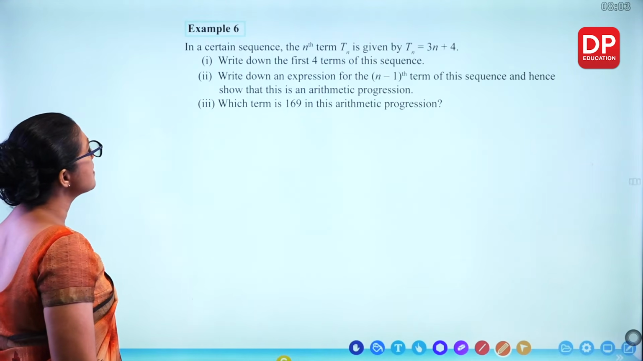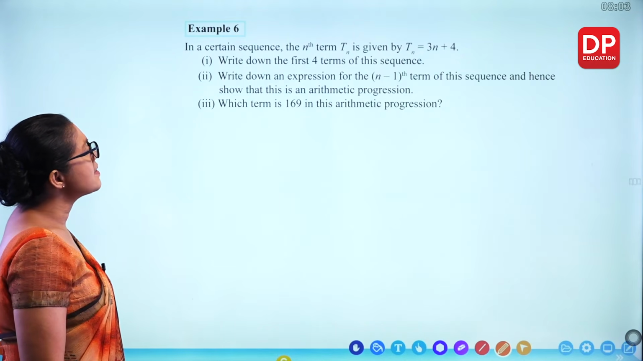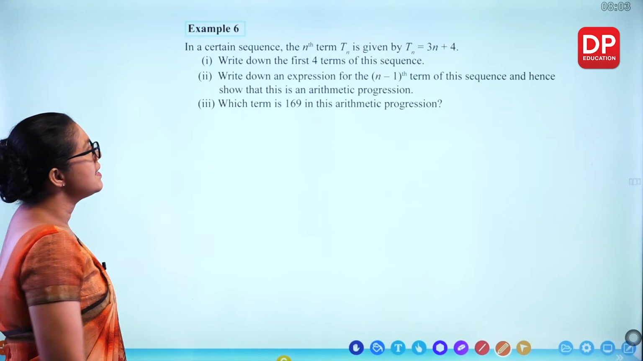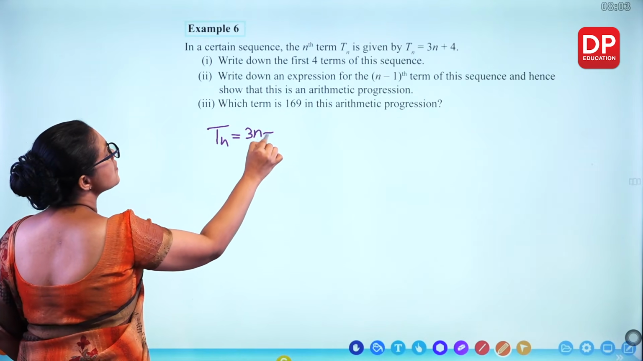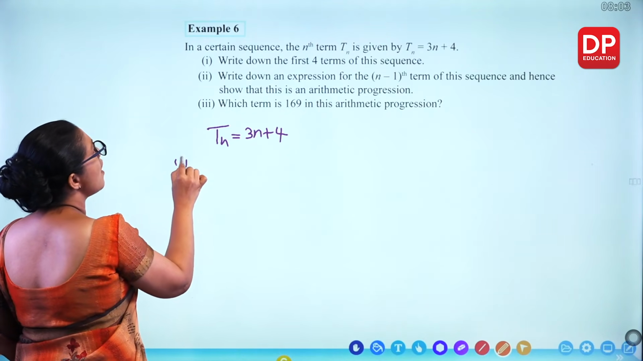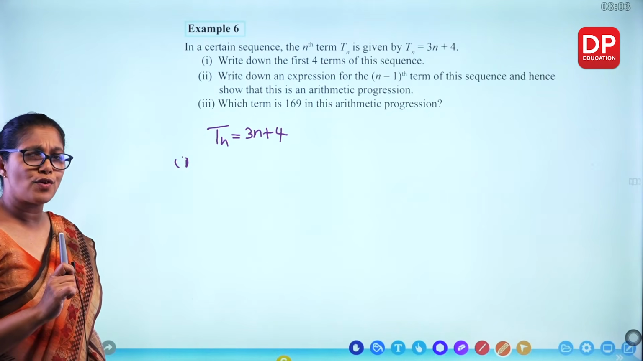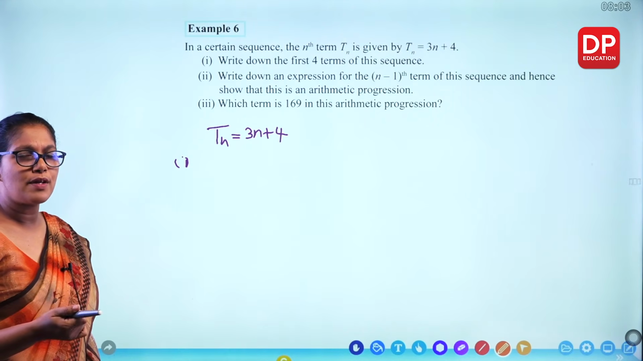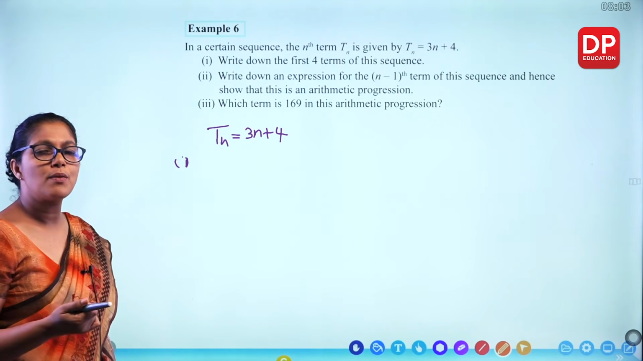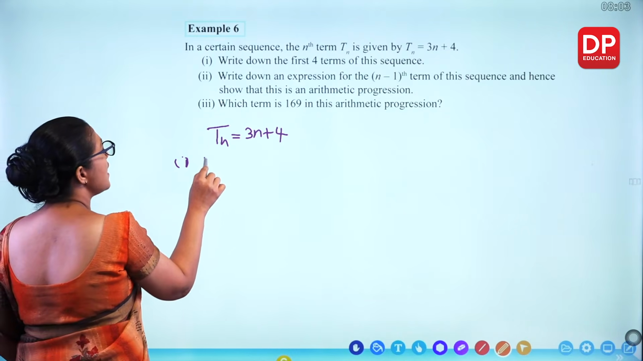Example number 6. In a certain sequence, the nth term Tn is given by 3n plus 4. Write down the first 4 terms of this sequence. So how can we find our first 4 terms? N equals 1 for the first term, n equals 2 for the second term, n equals 3 for the third term and n equals 4 for the fourth term. So we'll do that.